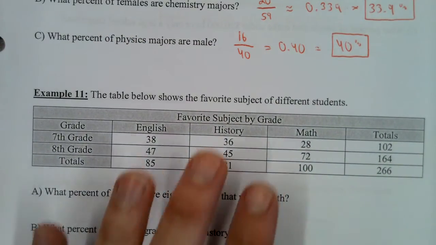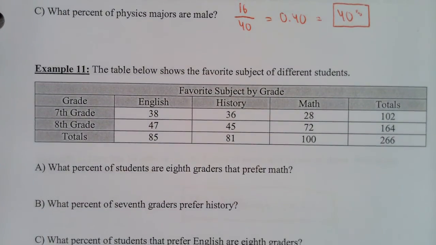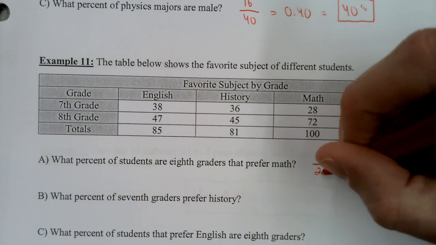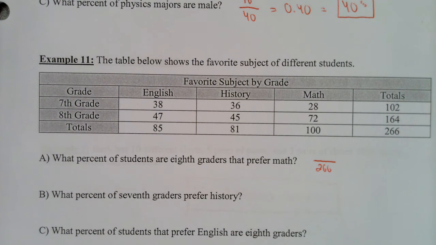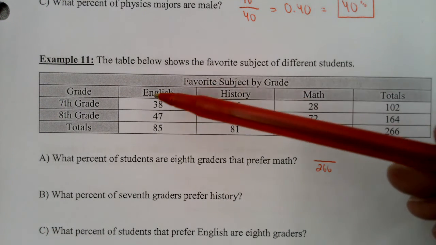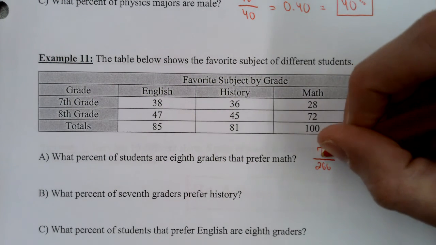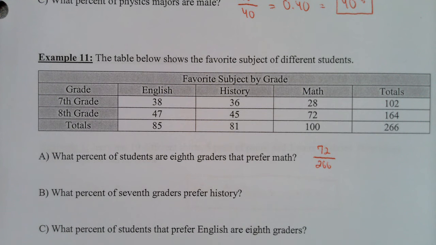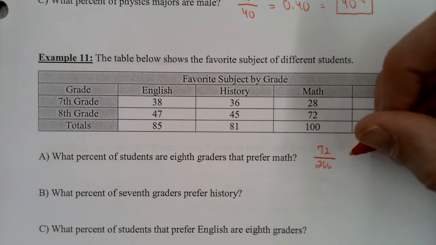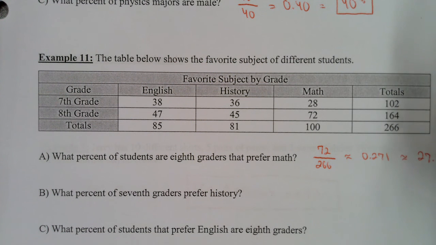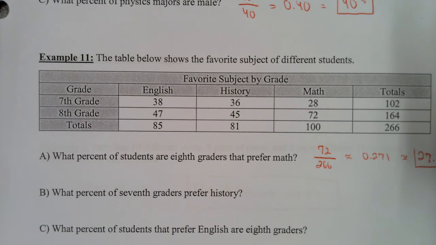So fast now, part 11A. What percent of students are 8th graders that prefer math? So this is based off of everybody. So it's based off of the total number of 266 students. And we want just the 8th graders that prefer math. 72 of them. So 72 out of 266. That equals 0.271, or 27.1%.